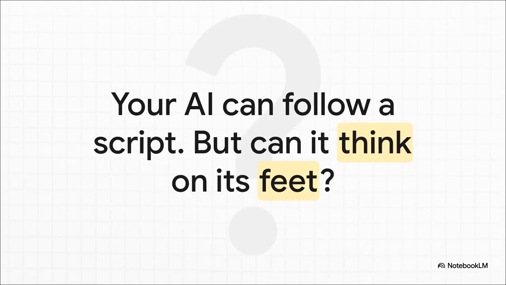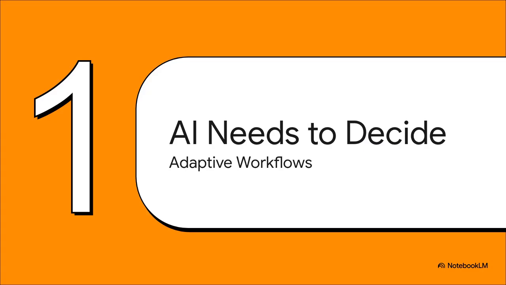Look, it's easy enough to build an AI that follows a perfect straight line. Do step A, then step B, then C. But we all know that's not how the real world works, right? The second a user asks something you didn't plan for, that whole rigid workflow just falls apart. We need our apps to be more than just obedient. They've got to be smart. And that is exactly why our AI needs to be able to decide for itself.